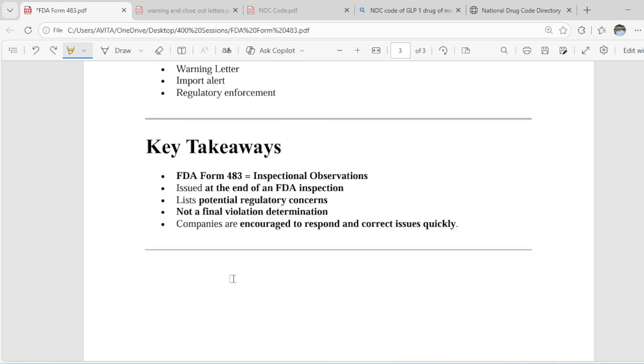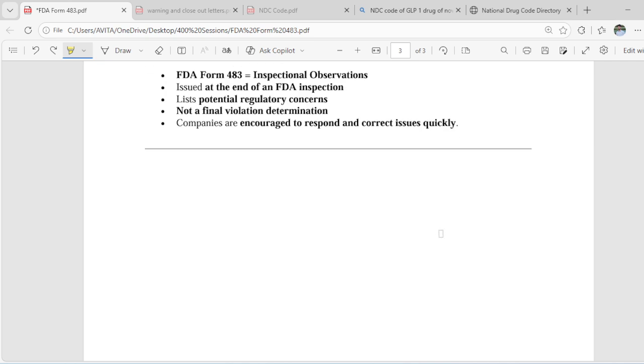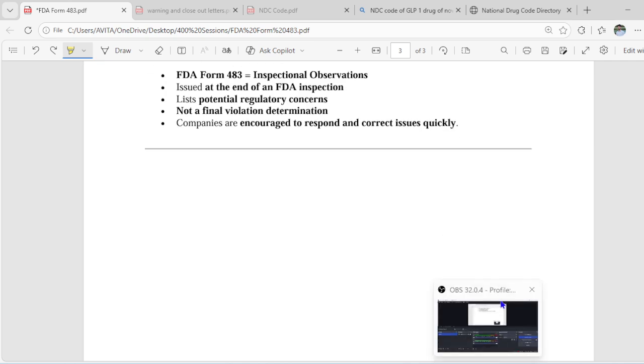So what are the key takeaways? FDA Form 483 is the inspectional observation, and it's issued at the end of the FDA inspection. It is a list of potential regulatory concerns, and it's obviously not a final violation determination. Companies are encouraged to respond and correct the issues quickly. So this is all about the FDA Form 483.